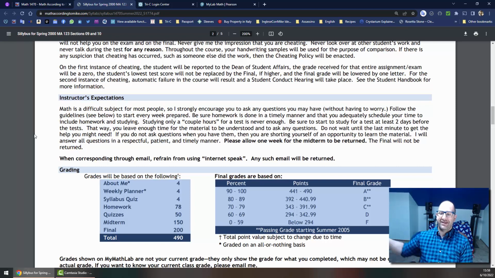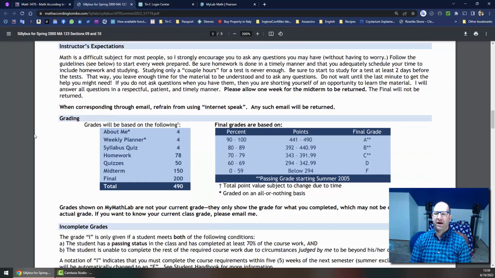Okay, grade breakdown. This is pretty much similar for everyone. You have your About Me, the planner, the syllabus quiz, 3 points per section of homework, 10 points per quiz, 1 150-point midterm, 1 200-point final. So the grade breakdown is there. Notice everything but the midterm and the final you control. So try to get all of those points, especially since you're allowed to redo homework as much as you want, and I always take the better grade.